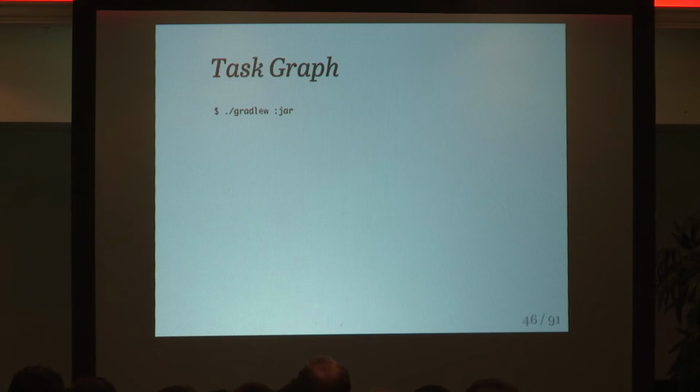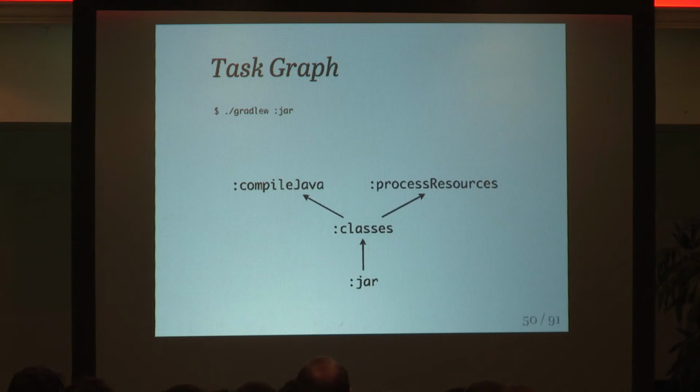So in a Java project, if I run ./gradlew jar, I tell Gradle to build a jar for me out of this project. In the configuration phase, it will configure the jar task in a way that it depends on the classes task, and the classes task in turn has been configured in a way that it depends on compileJava and it depends on processResources. So this is a really, really simple task graph. And this is the input to the execution phase, right?